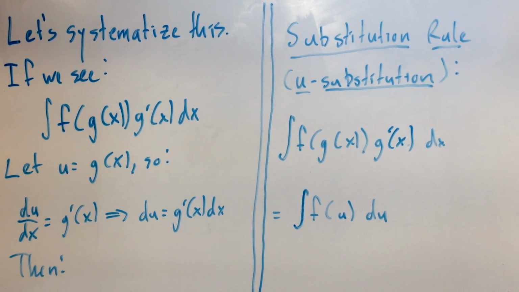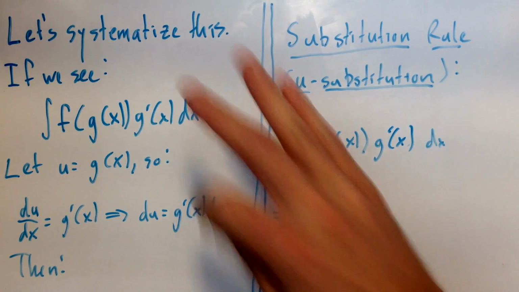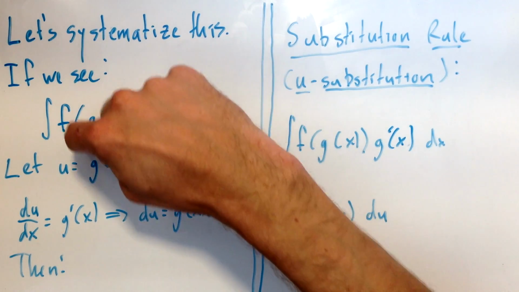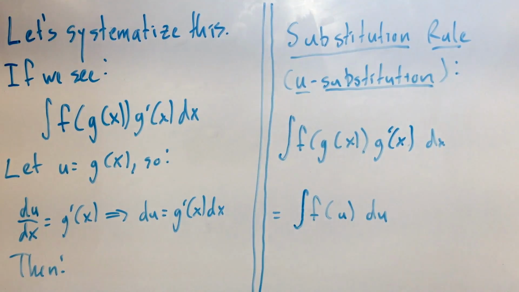Okay, so let's try to systematize this. If we see an integral that looks like the following, and note here that instead of writing f prime of g of x times g prime of x, I'm writing f of g of x, just slightly different usage of f here. But in any case, let's keep going. If I see something like this, specifically what I notice is that I've got a composition and the derivative of the inside function also appears as a factor of the integral, then what we're going to do is introduce a new variable u and let u be g of x, so that, using this Leibniz notation, du over dx is equal to g prime of x.